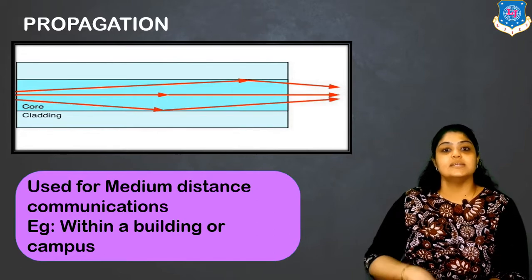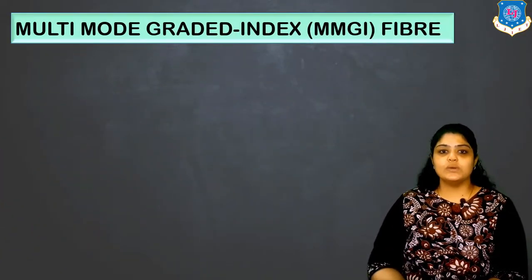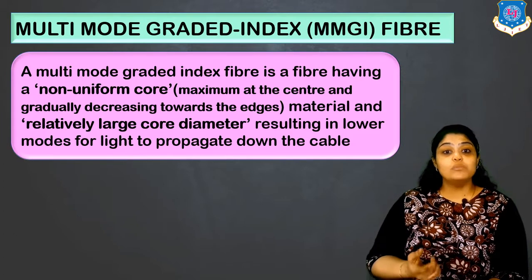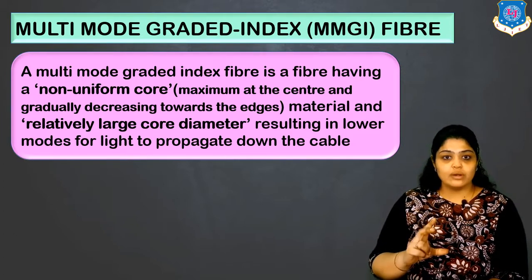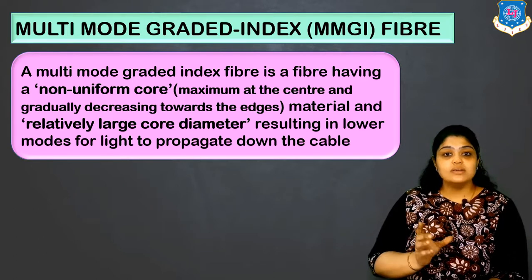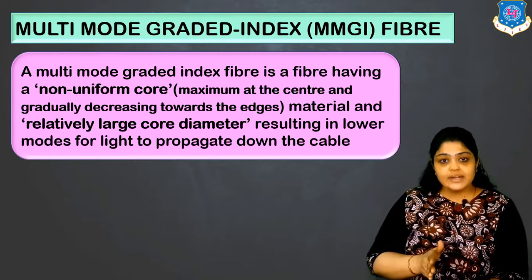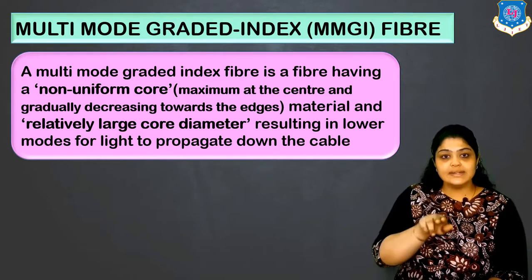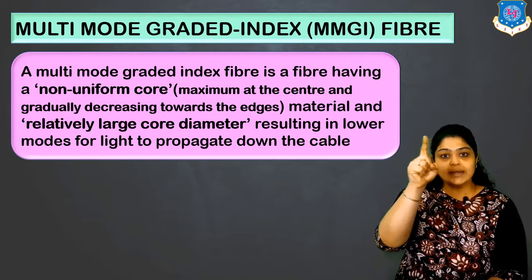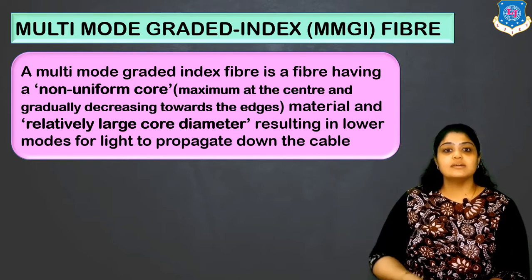Now let us discuss the third one, which is known as multi-mode graded index. Now multi-mode means core diameter is more. Graded index means you have a core such that refractive index of the core is maximum at the center and it gradually decreases. So this is maximum and it decreases when it moves towards the cladding.